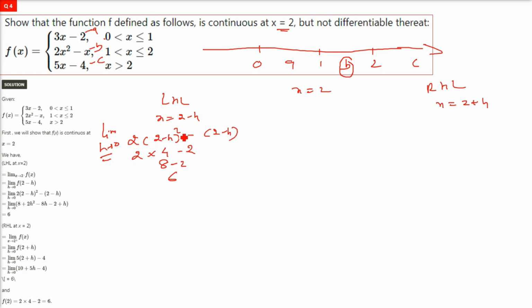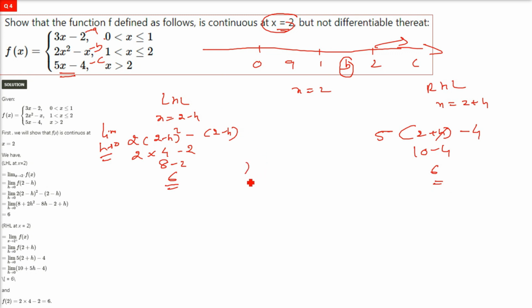I'm just skipping it because on the left hand side I showed you the answer, and you have to write it like that. Right hand limit, you're going above 2. When you're going above 2, it is going to be 5x minus 4. So in place of x, write 2 plus h, minus 4. So as h goes to 0, 10 minus 4 is going to be 6. So you have to show that the function is defined and continuous at x equals 2. So the left hand limit and right hand limit are equal.